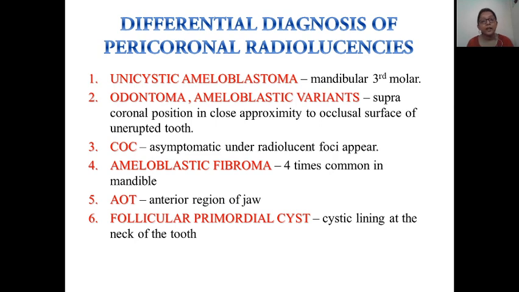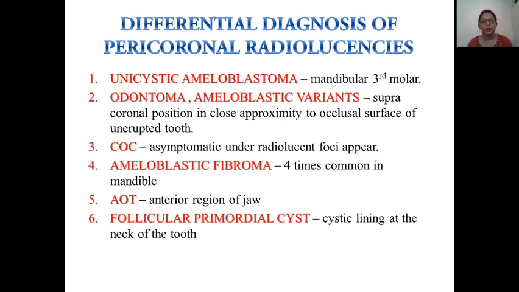In cases of odontoma and other ameloblastic variants, we see a supracoronal position in close proximity to the occlusal surface of the unerupted tooth. In cases of calcifying odontogenic cyst, it is asymptomatic, but radiopaque foci appear in the later stage. Initially, we see complete radiolucency. In cases of ameloblastic fibroma, the mandible is affected 4 times more commonly than the maxilla. In cases of adenomatoid odontogenic tumor, in 90% of cases it affects the anterior region of the jaw.